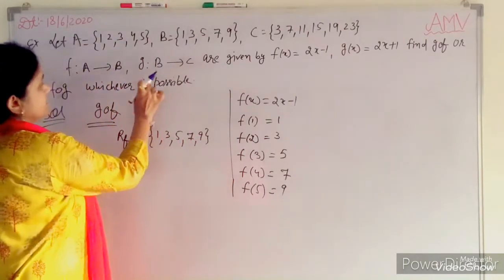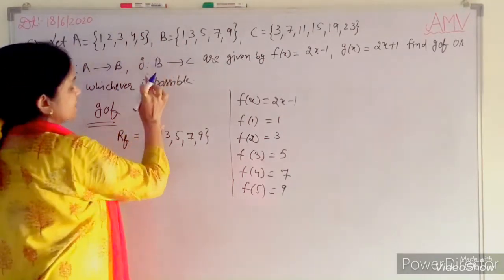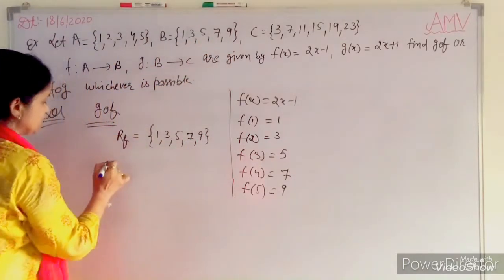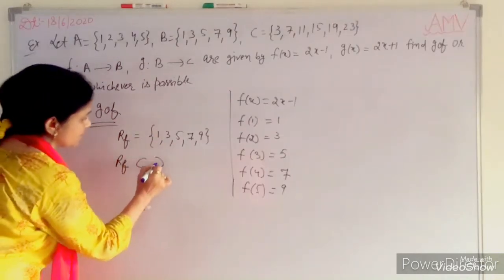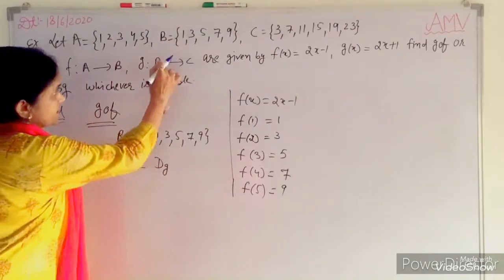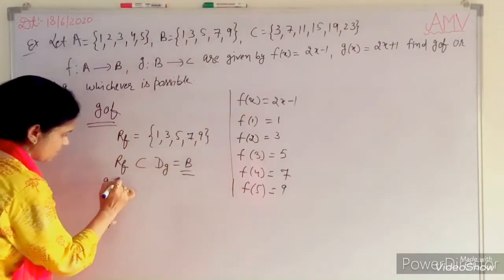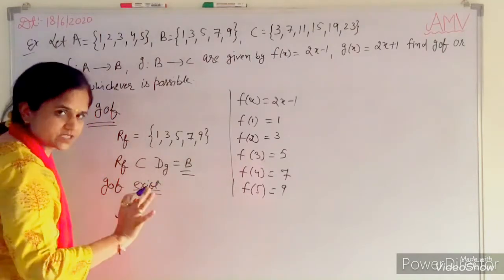And see here, the domain of function g is set B. Set B is 1, 3, 5, 7, 9. So we can say that the range of f is a subset of the domain of g, which is set B. Hence g o f exists, which means it is possible.